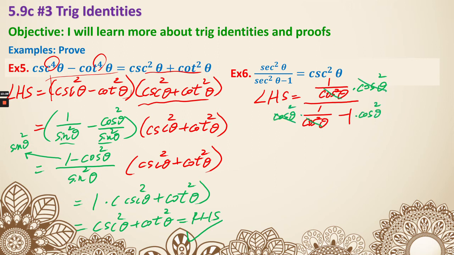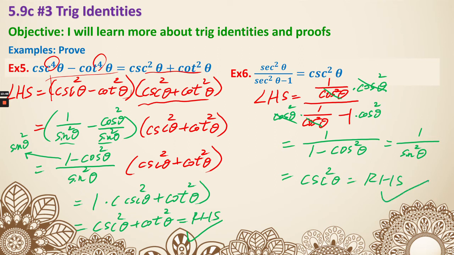That is gone. That is gone. So I will have 1 on the top and a 1 minus cosine theta squared on the bottom. So the bottom just becomes sine theta squared. The whole thing is 1 over sine theta squared, which is cosecant theta squared. That is my right-hand side. That is example 6.